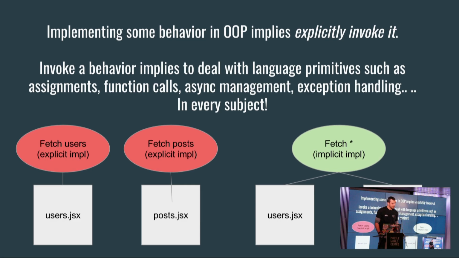So basically, as I said again, implementing some behavior in OOP implies explicitly invoking it. Invoking behavior implies dealing with the language primitives. So every time you are copying and pasting some code from one method to another method, to another component, you have to change variables a little bit to fit that particular call to the context, okay? That's pretty much a loss of time, and even your code gets uglier because you don't want to read all of that code. You don't really need it.